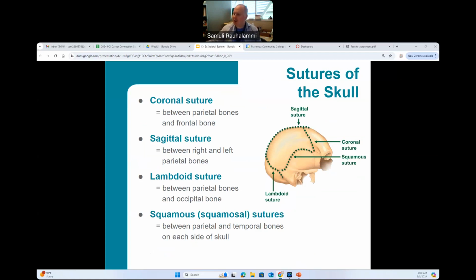Like I said, those do become interlocked and very immovable in an adult. But during early development, we do have a chance that, for example, during childbirth, some of these sutures can slide past each other so that we can really squeeze that head through the opening of the pelvis.